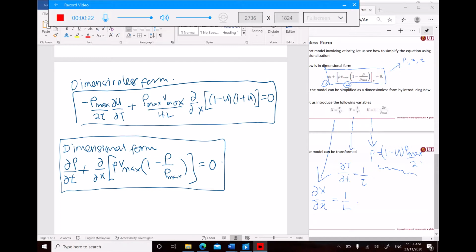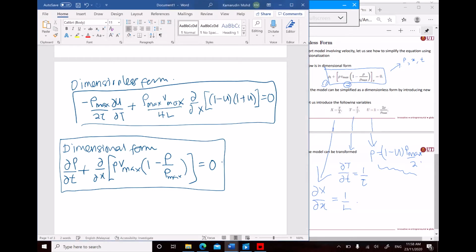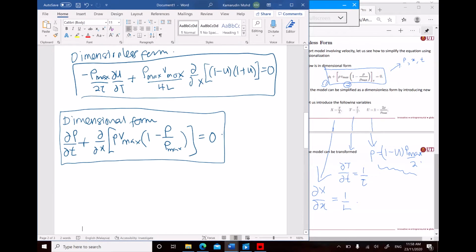Okay, now I would like to discuss the solving part, especially this equation when we have a model involving velocity. As you can see, I will take the dimensional form, the same as the dimensionless form. Actually, you will see here rho multiplied with rho, so you will have a non-linear term inside this derivative, rho square. The same with the dimensionless form, here you will have a u square term. Okay, it is non-linear.